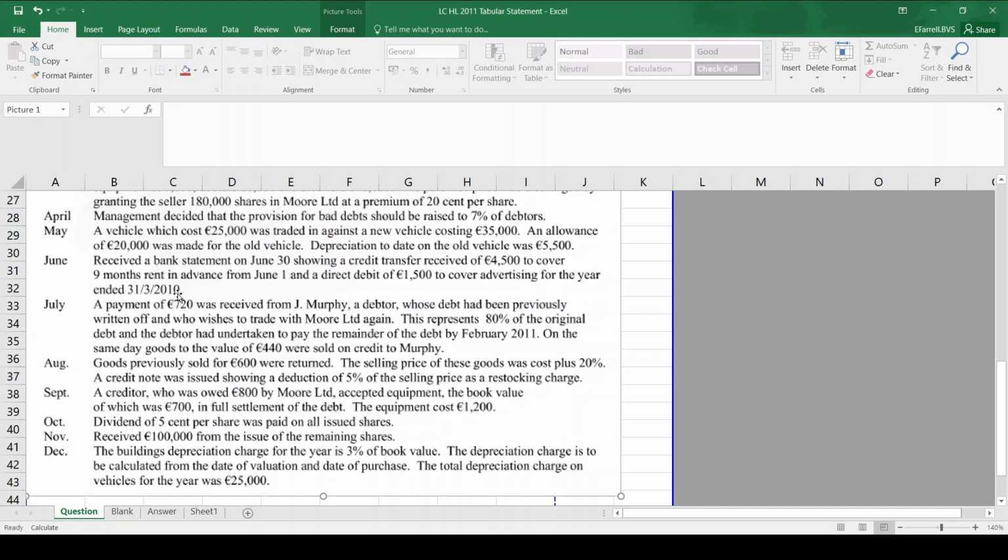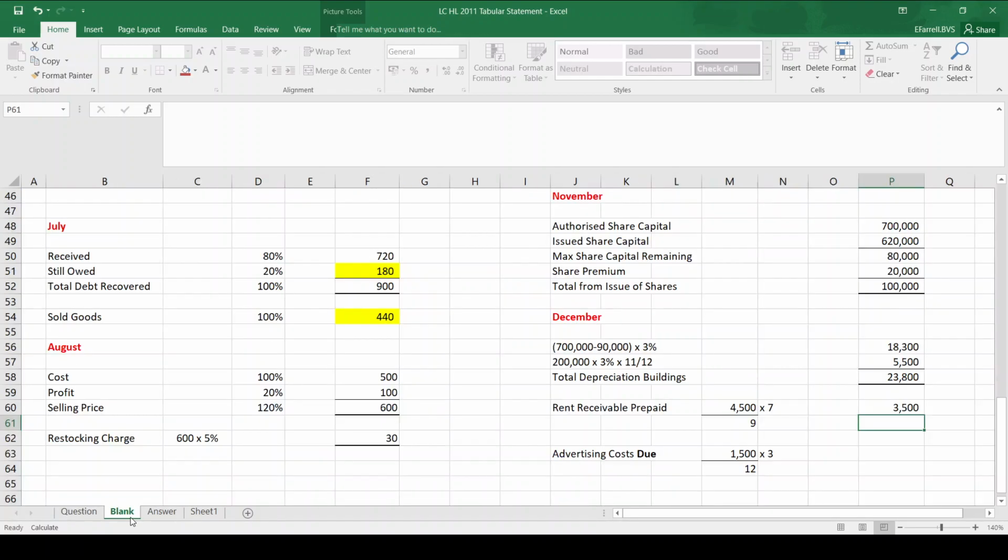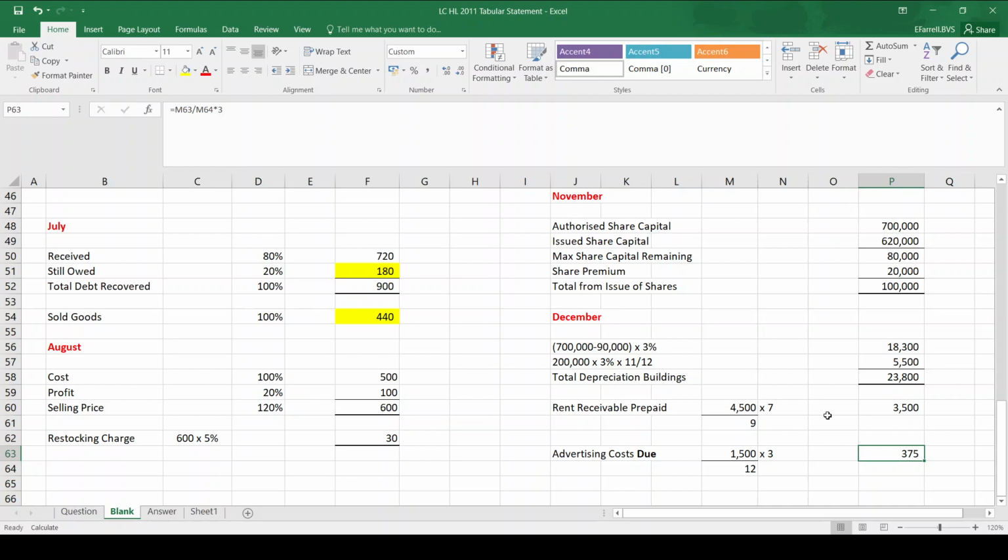So they only paid advertising for 3 months this year. So if the advertising is 1,500, and that was for a year, so divide by 12, and I'm going to multiply that by 3 because 3 months are for this year. So you're only concerned with this year's months here, in this working. And then we're going to put these into December, and they're going to be the opposite signs that they went in when we put them in May.